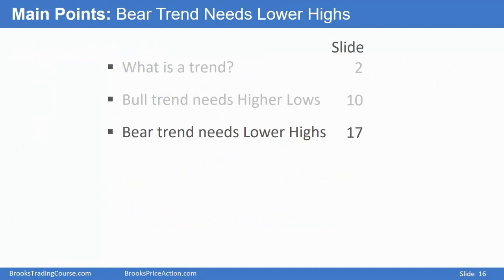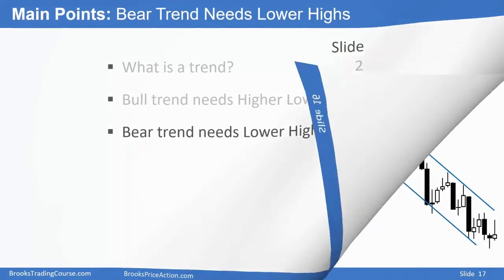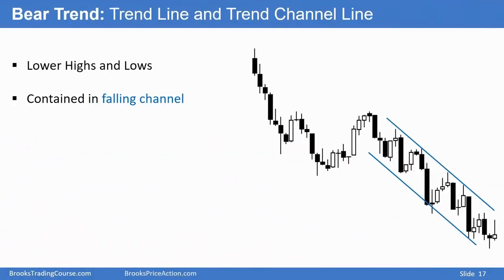Just like a bull trend needs higher lows, a bear trend needs lower highs. A bear trend has lower highs and lower lows, and is contained in a falling channel right here. So here we have a spike down, a pullback, and then a bear channel. Now, this is a major lower high. We have a reasonably strong breakout to a new low.